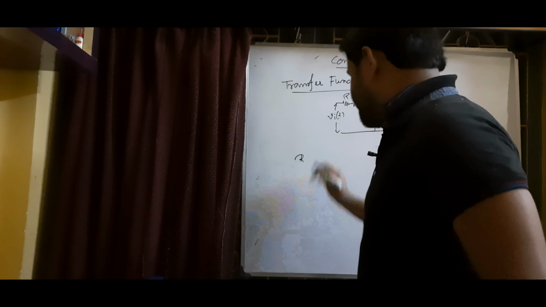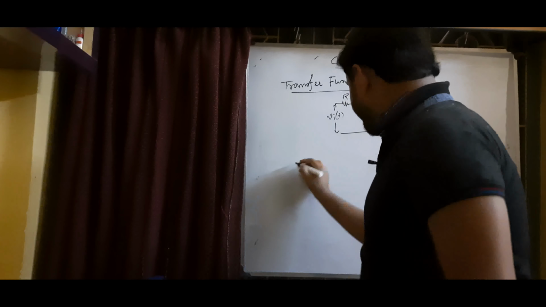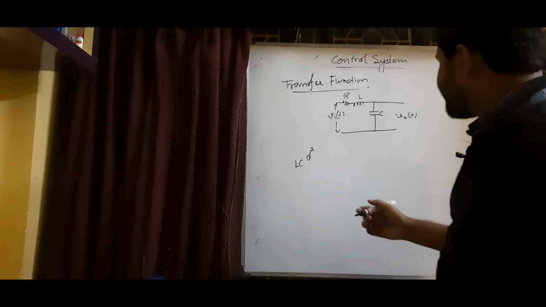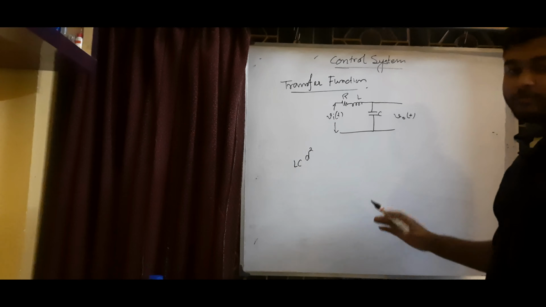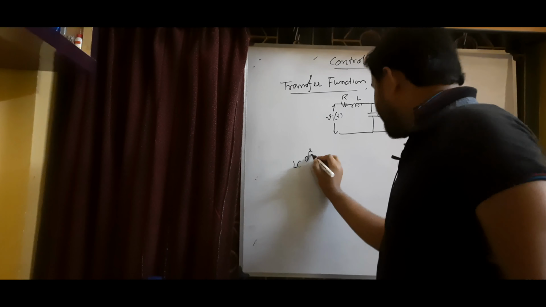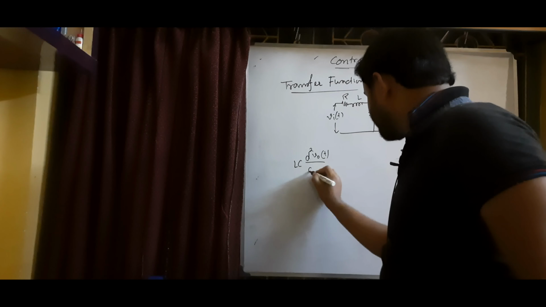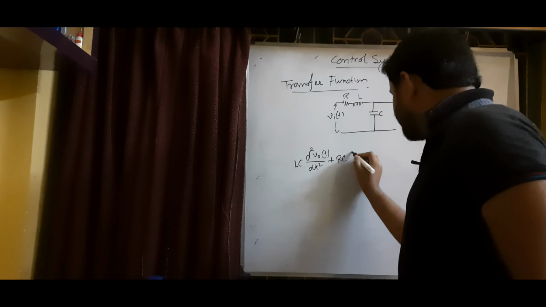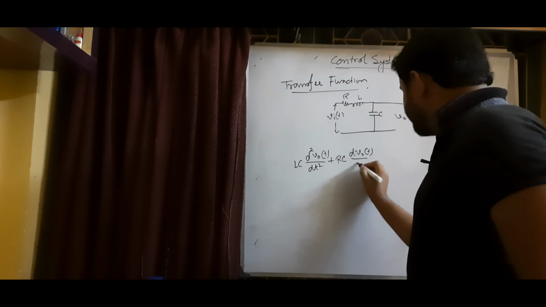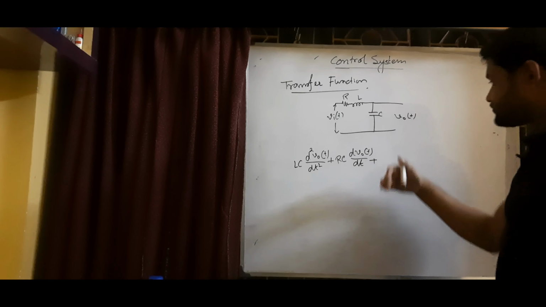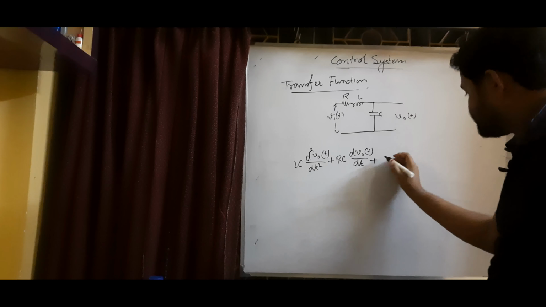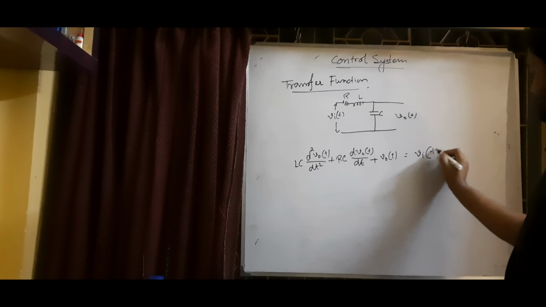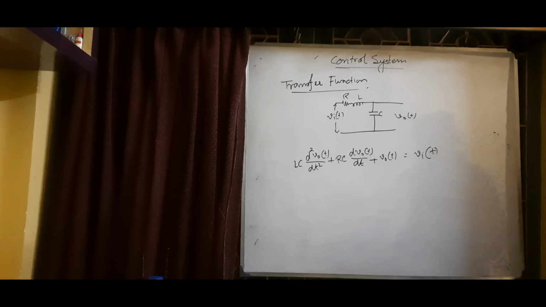As far as I can remember, I cannot always remember the exact form, but I can derive the form. But I think this was the form: LC d2 v naught t dt2 plus RC d v naught t dt plus v naught t equals to VI t. This was the form, right?